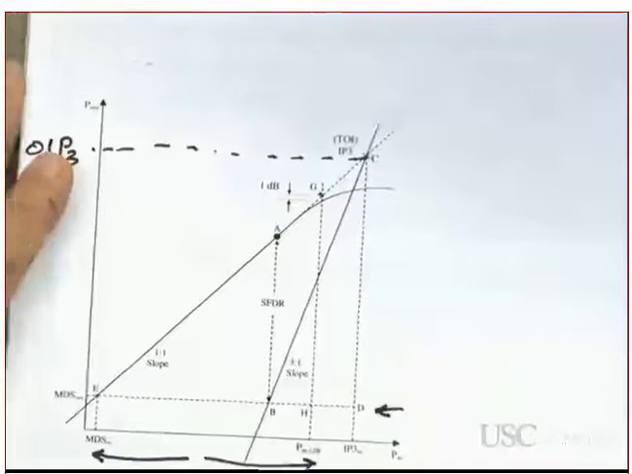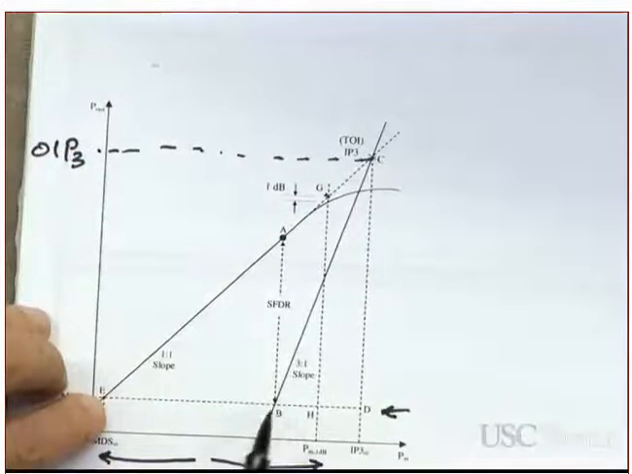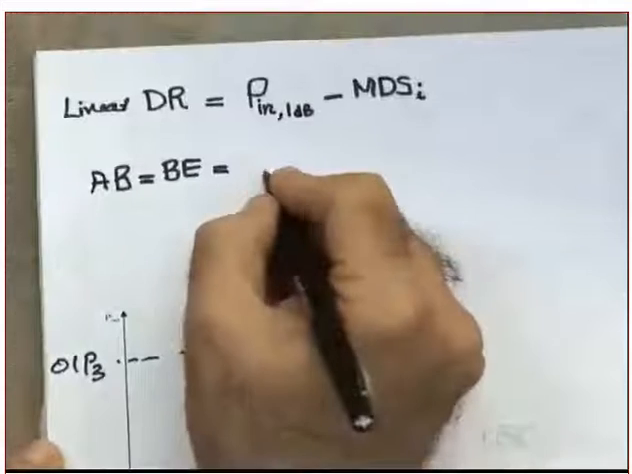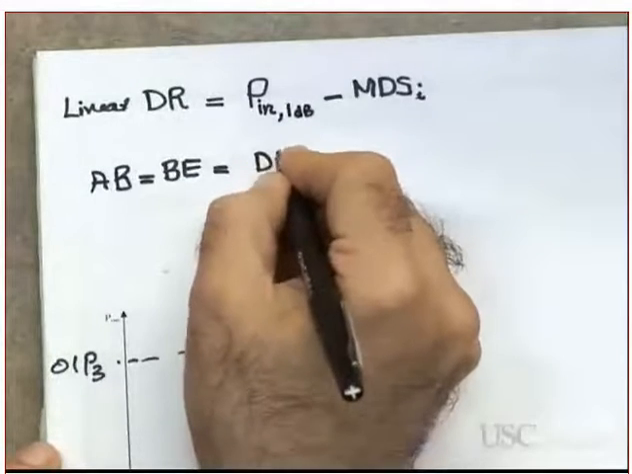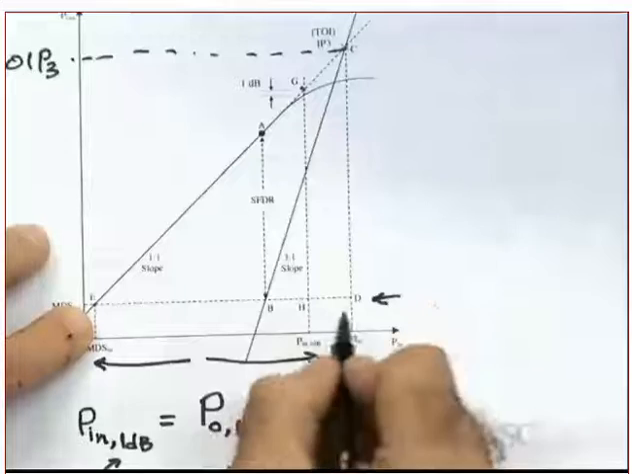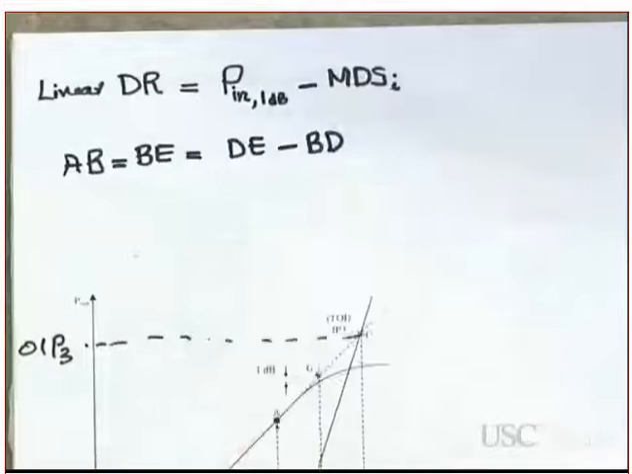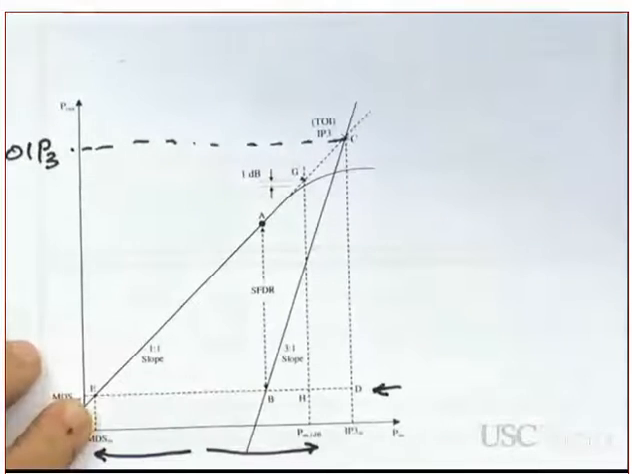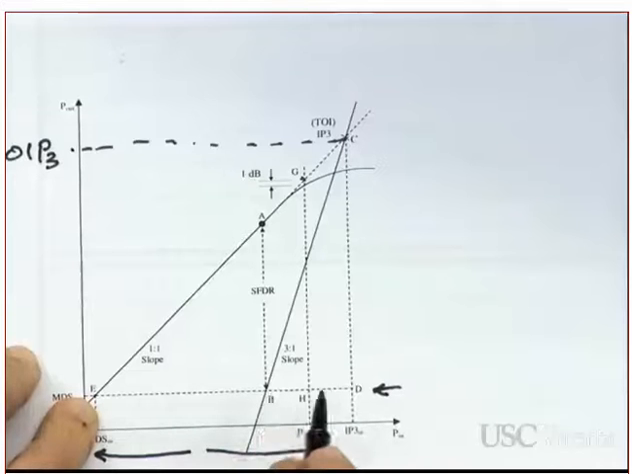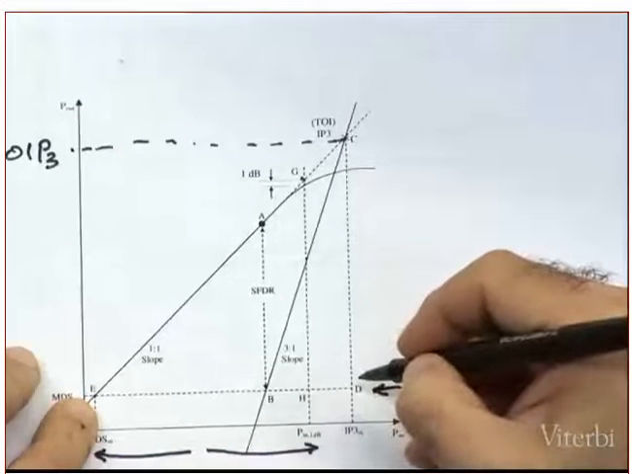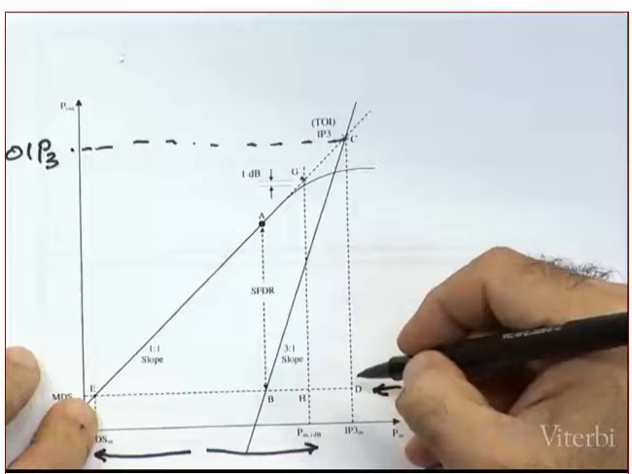Clear so far. What is BE equal to? BE is equal to what, ED or DE? So this is equal to DE minus BD. Are you following me so far or not? Yes or no? What is BD? BD is 1/3 of what? CD. Did you get it or you lost me?